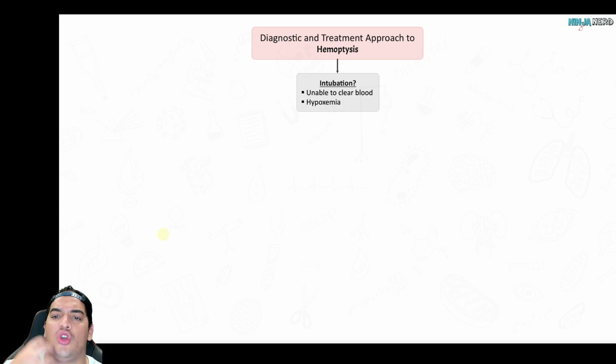In other words, is there so much sheer volume of blood in the airway that they can't cough and clear the blood from their airway? That's going to cause respiratory failure. Or are they already experiencing hypoxemic respiratory failure?